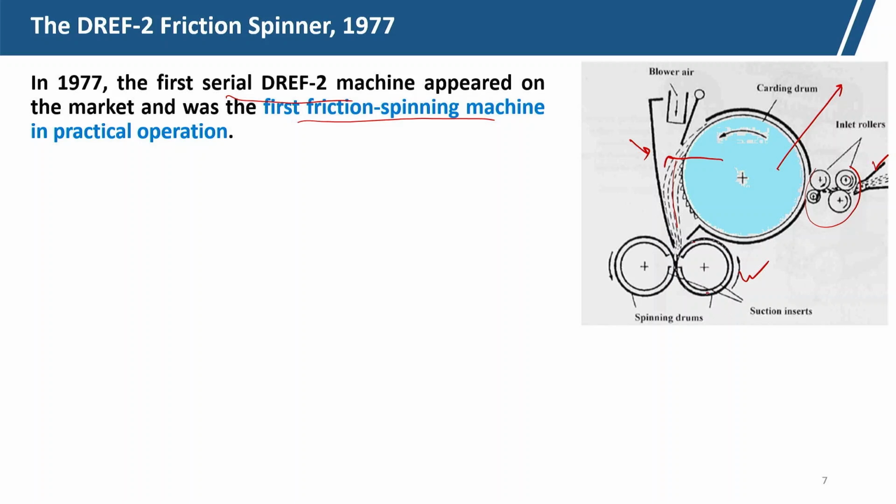Instead of the single suction drum earlier in Dref 1, here they have come up with a double suction drum, and these suction drums also act as the spinning drum. Then the yarn is formed at the nip point, the twisting takes place here, and then the yarn is drawn out at right angle to this.